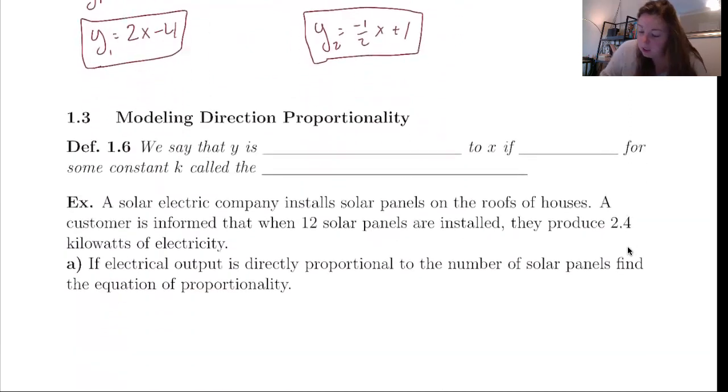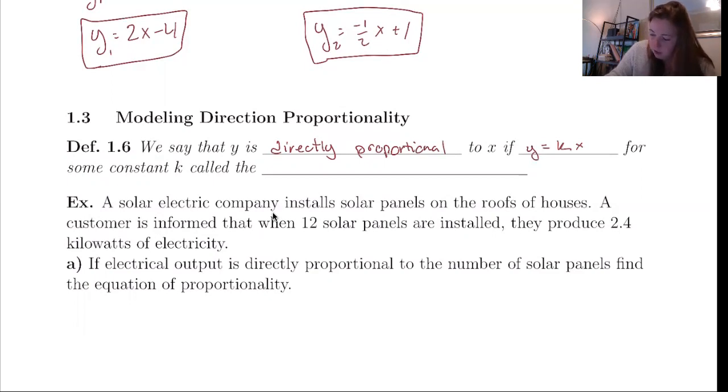So, modeling direct proportionality. That sounds crazy, in my opinion. We say that y is directly proportional to x if y equals some constant k times x. So y equals k times x for some constant k, and that constant k is called the constant of proportionality.